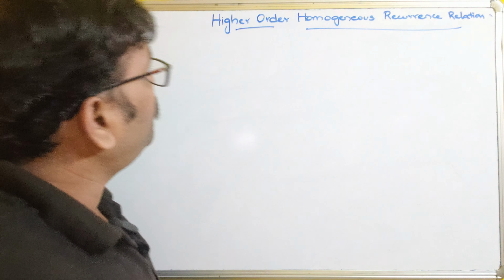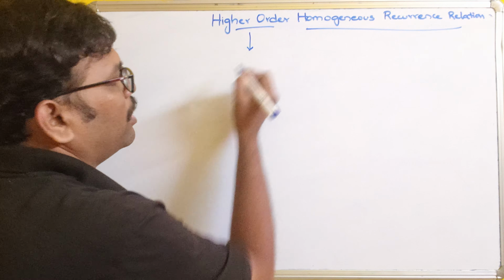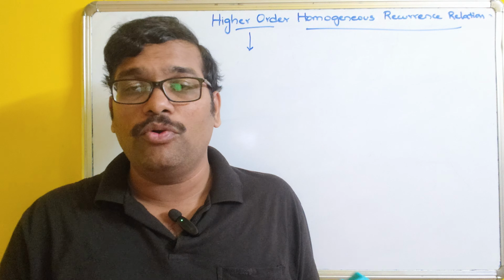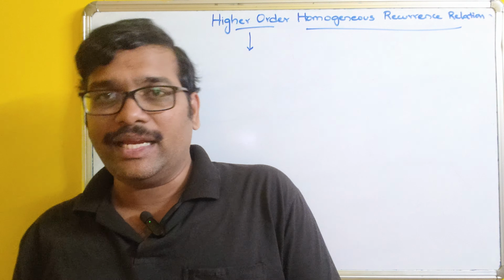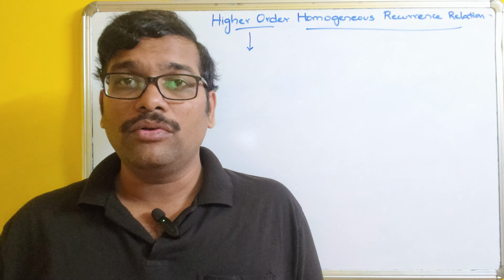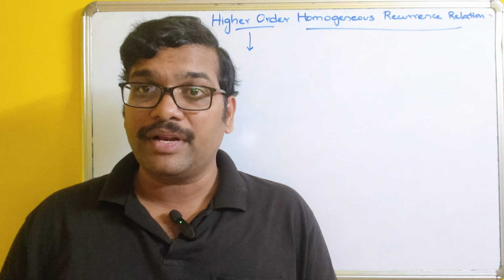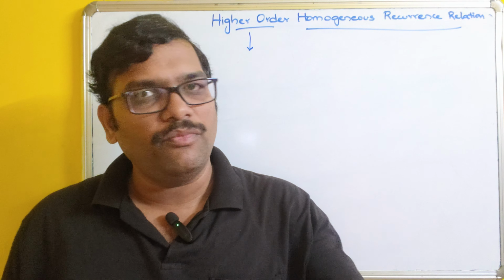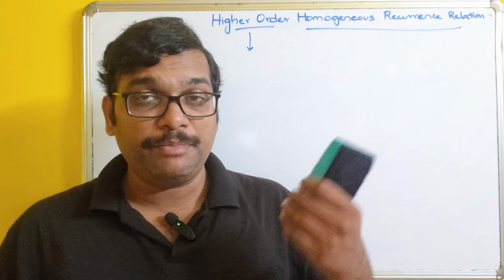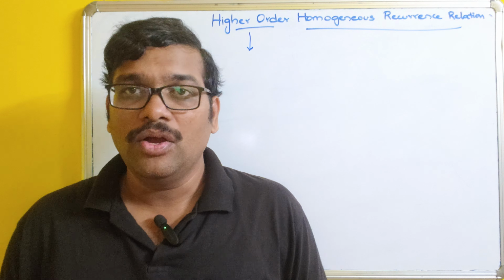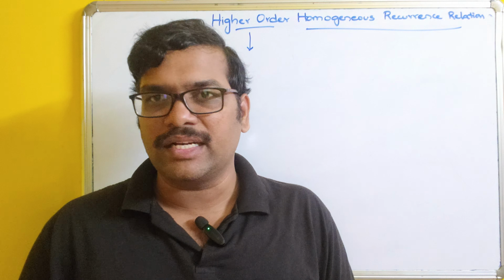So first of all, what is this higher order? We have discussed the first order and the second order. If any recurrence relation is given, how do we find the order? It is the difference between the highest subscript and the lowest subscript, which we have discussed. With respect to that formula, we are going to find the order of any homogeneous recurrence relation.